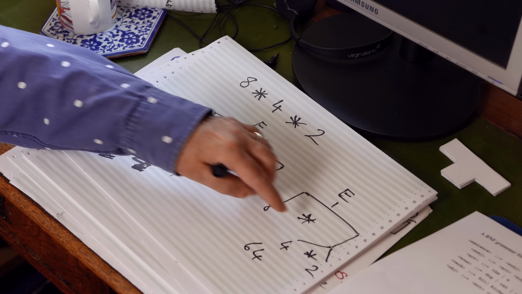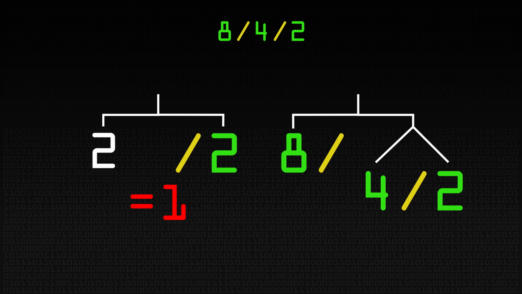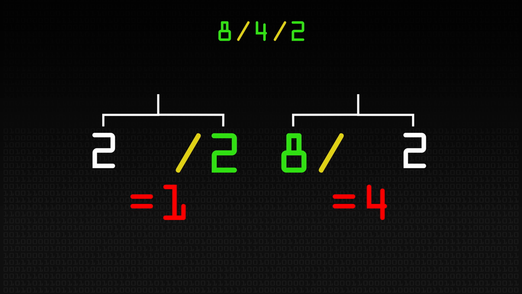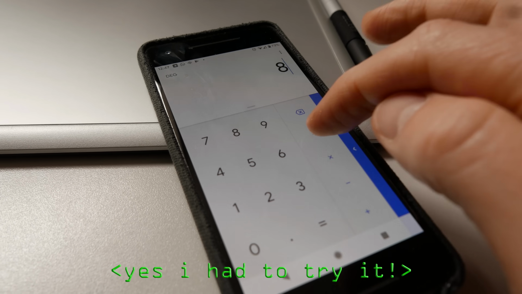But look at this other possibility and just mentally substitute divides for multiplies. 8 divided by the result of 4 divided by 2. Well, 4 divided by 2 is 2. 8 divided by 2 is 4. 2 completely different answers. Is it 1 or is it 4? If you're panicking, take out your calculator now and check the app. Just do 8/4/2. And if the answer isn't 1, demand your money back.